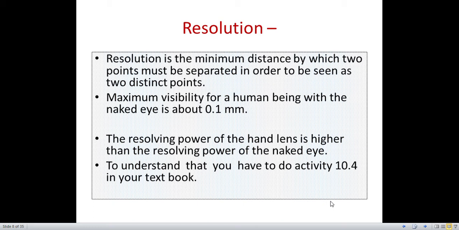Resolution is the minimum distance by which two points must be separated in order to be seen as two distinct points. Maximum visibility for a human being with the naked eye is about 0.1 millimeters. The resolving power of the hand lens is higher. That's why we use hand lenses to observe small things. The resolving power of the hand lens is higher than the resolving power of the naked eye. To understand that, as I explained earlier, you have to do activity 10.4 and 10.5 in your textbook. Resolution.